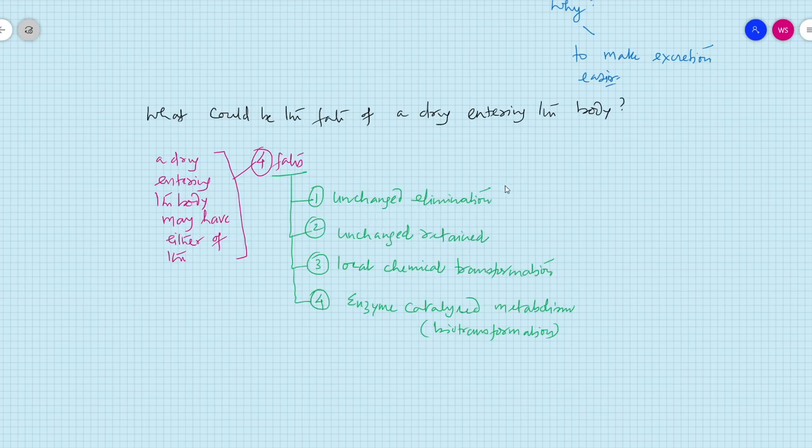Shall we write some examples? Unchanged elimination, for example carboxylic acids, are excreted unchanged, and from the lungs we have volatile compounds, which are eliminated in an unchanged fashion. Sometimes a drug is retained unchanged, especially if it is a non-ionized lipophilic drug. Some drugs which share this characteristic are retained unchanged, and some undergo metabolism.